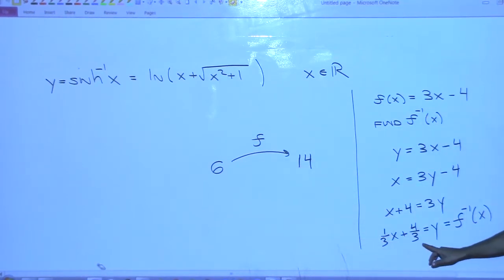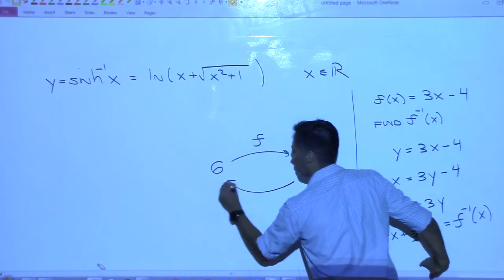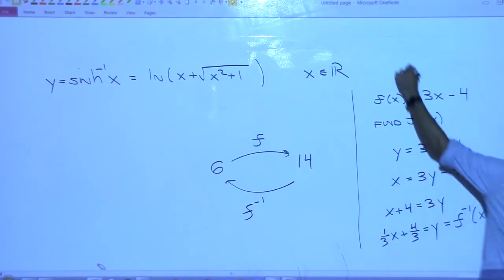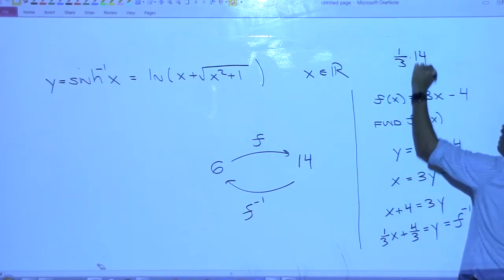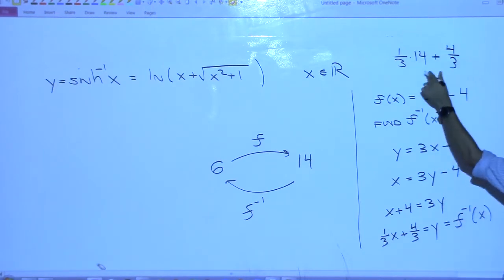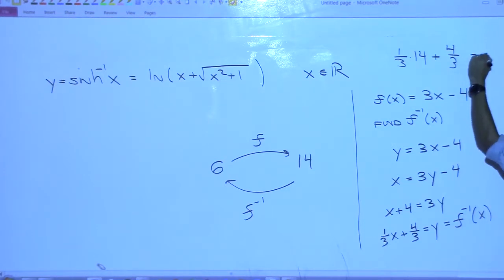So what would happen if I plug 14 into this? If I go back like this, f inverse, let's see. What happens if I plug 14 in right here? 1/3 times 14, right? And then plus 4/3. So that's 14/3 plus 4/3, that's 18/3, and that's 6.